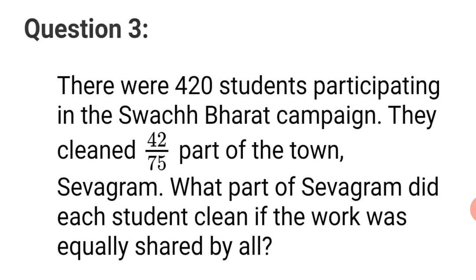Question number 3. There were 420 students participating in the Swachh Bharat campaign. They cleaned 42 upon 75 part of the town, Sevagram. Which part of Sevagram did each student clean if the work was shared equally by all? Now, since it's given in fractions, 42 upon 75, we need not worry. I will just give you one example which will give you a clear idea of what type of sum this is. A small, simple example.